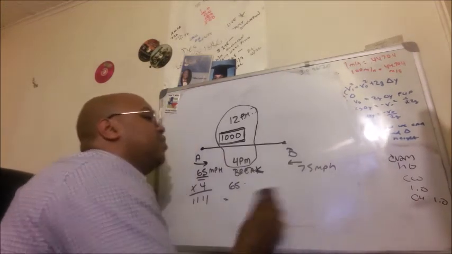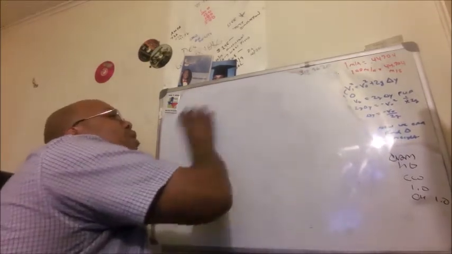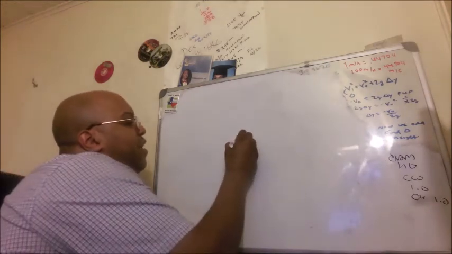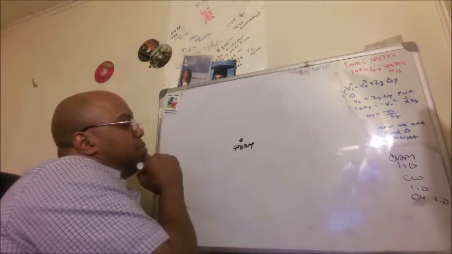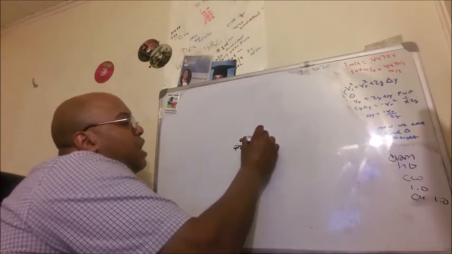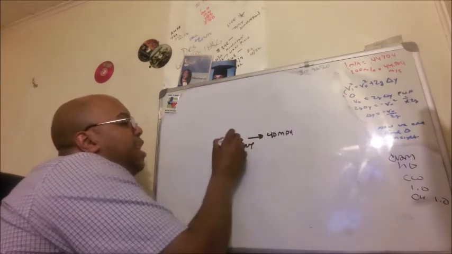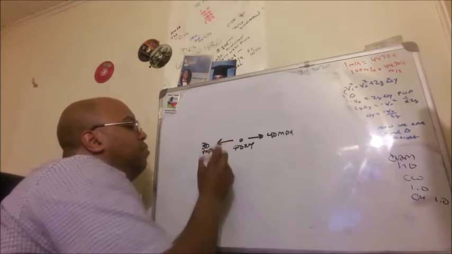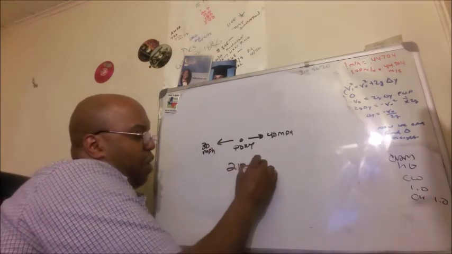Now, the next type of distance rate time question. This was a closure one, or compression. The next type of question is called an expansion. You have two boats that leave a port. One goes in one direction at 40 miles per hour. The other boat leaves at 30 miles per hour. How long will it take them to get 210 miles apart?